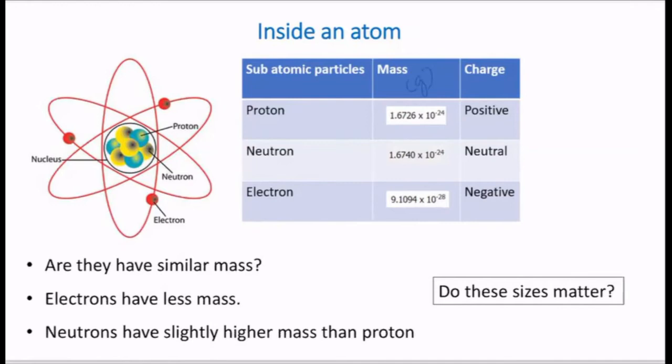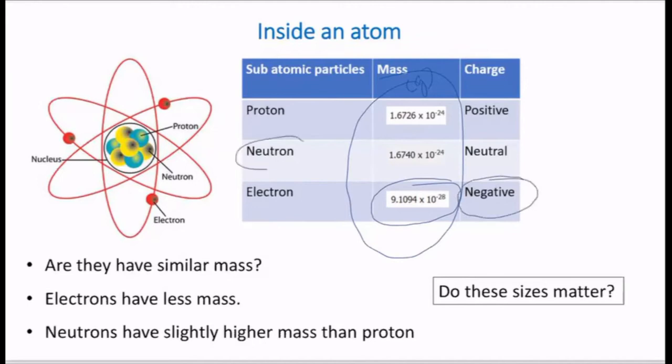Do these subatomic particles have the same mass? See the mass. Are they the same? They don't have the same mass, right? For example, electron is the subatomic particle having the least mass, which is somewhere around 9.1094 into 10 to the power minus 28 gram. And electron has a negative charge.